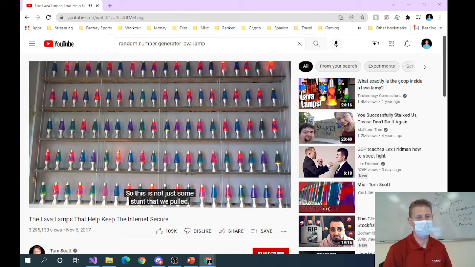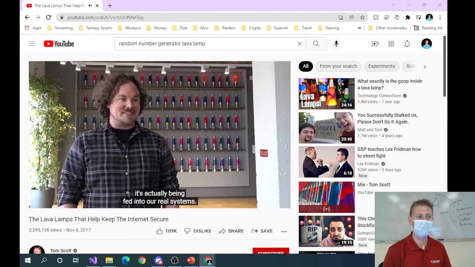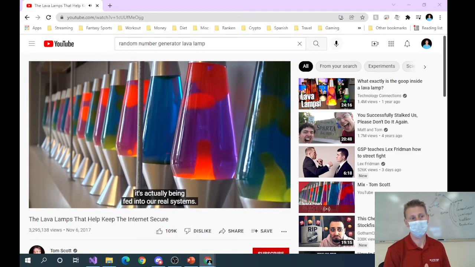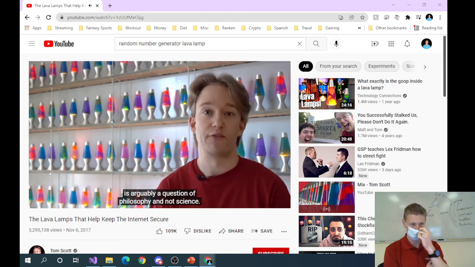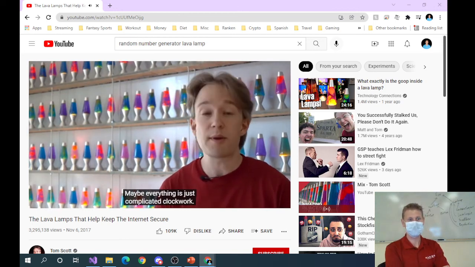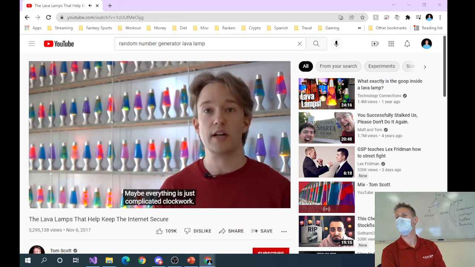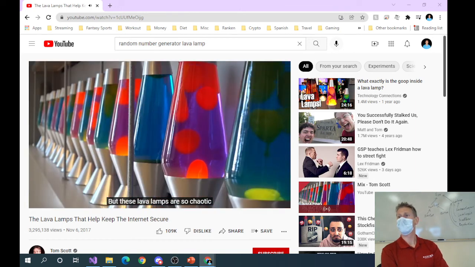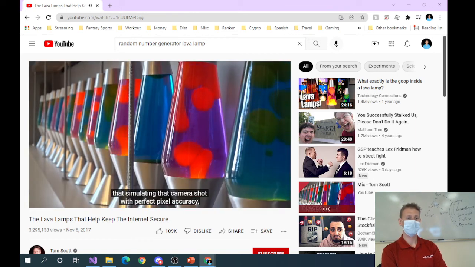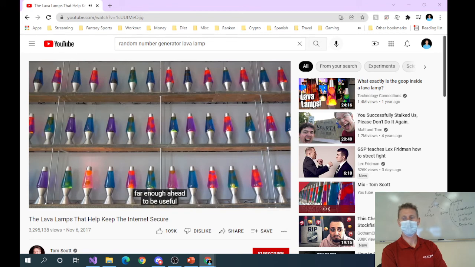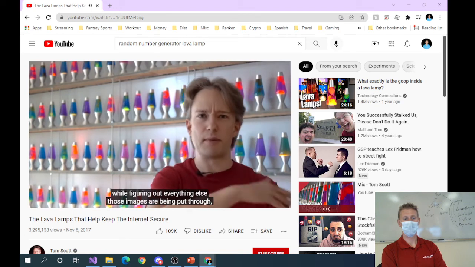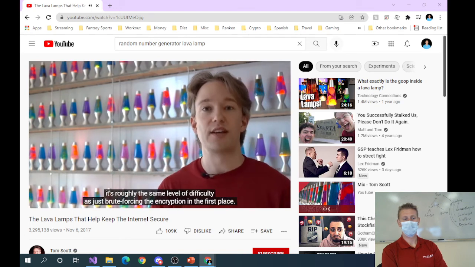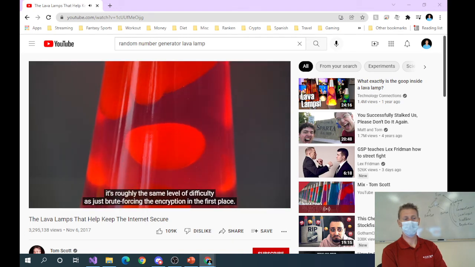So this is not just some stunt that we pulled. It's actually being fed into our real systems. Whether anything in the world is truly random is arguably a question of philosophy and not science. Maybe everything is just complicated clockwork, but these lava lamps are so chaotic that simulating that camera shot with perfect pixel accuracy, far enough ahead to be useful, while figuring out everything else those images are being put through, is roughly the same level of difficulty as just brute forcing the encryption in the first place.